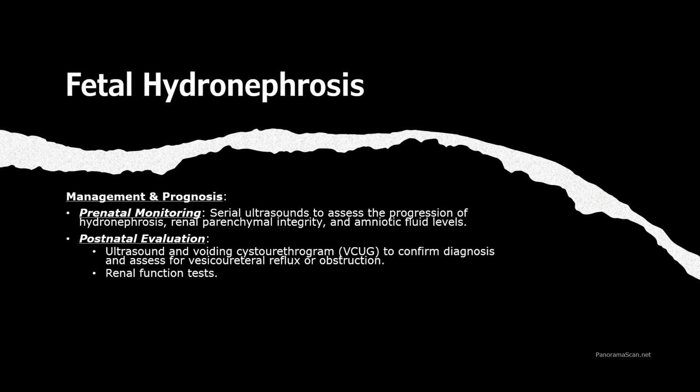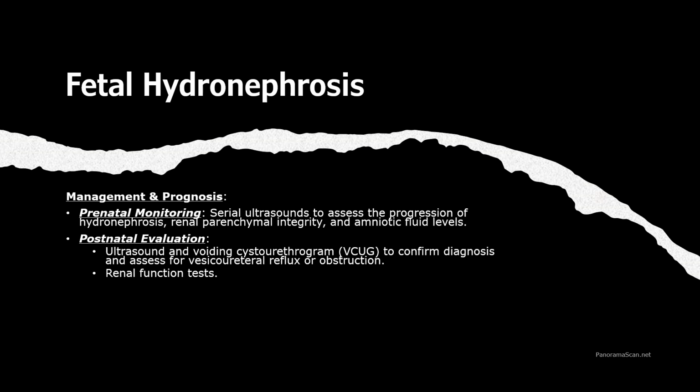Regarding postnatal evaluation after birth, a thorough evaluation is necessary. The first step is often ultrasound, which is used to confirm the diagnosis and further assess the kidneys. A voiding cystourethrogram may be performed to check for vesico-ureteral reflux or any other potential obstructions in the urinary tract. This test is crucial in assessing whether urine is flowing backward from the bladder into the kidneys, which can worsen the condition if not addressed.